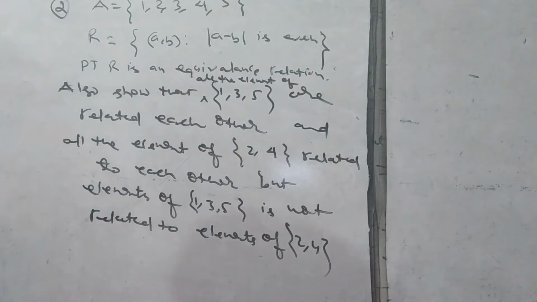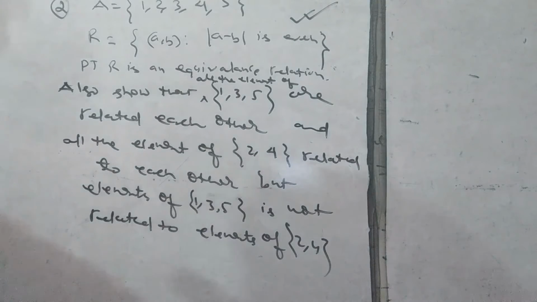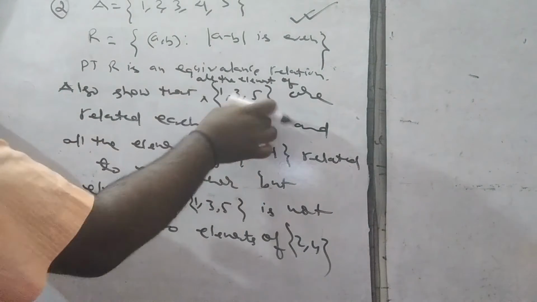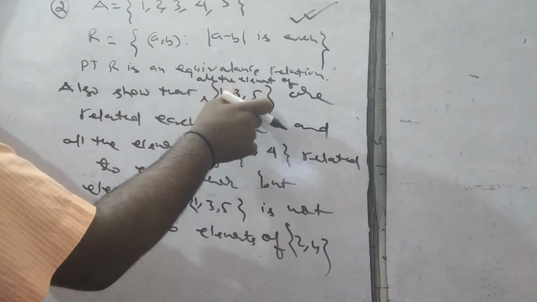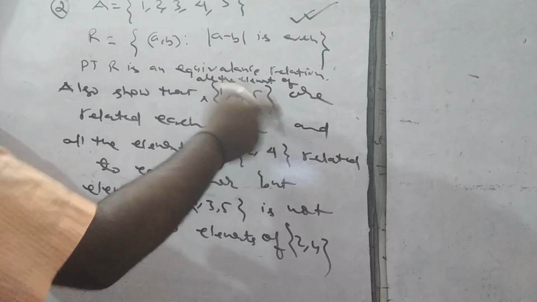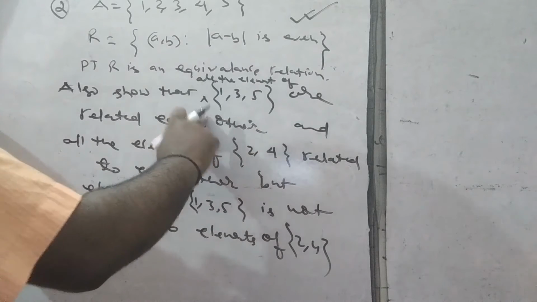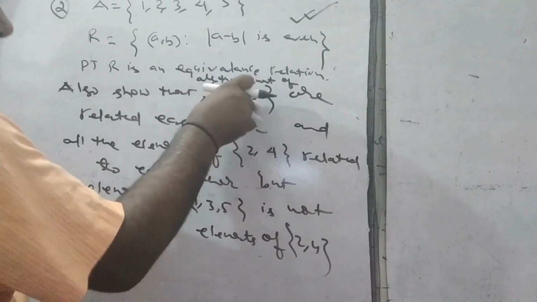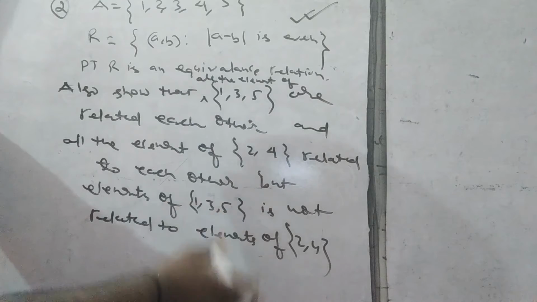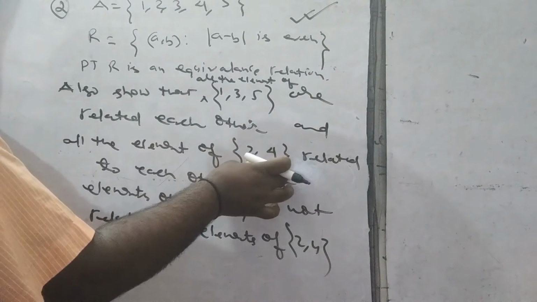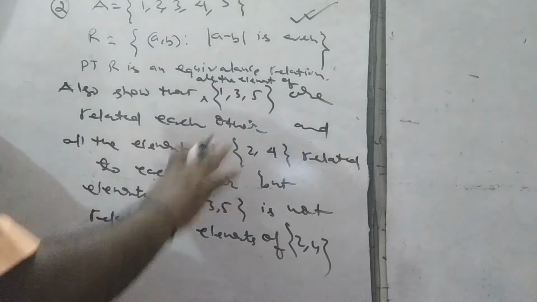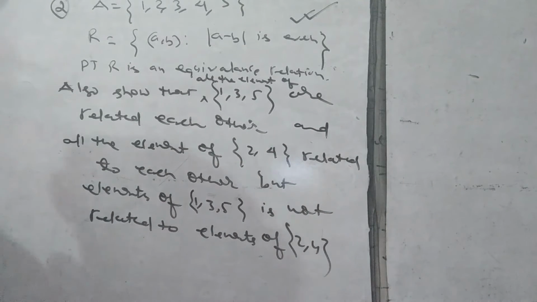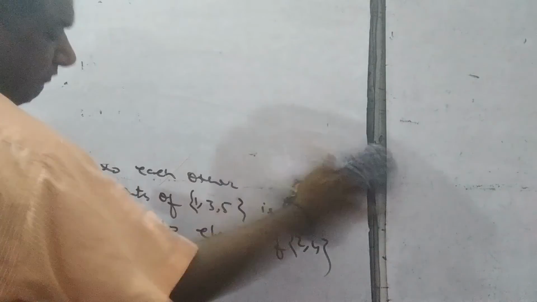So first of all, we have to prove that mod A minus B is even. This relation is an equivalence relation, and after that we can show that these three elements all together, like 1, 3, 3, 5, 1, 5, 5, 3, all the pairs formed by 1, 3 are related to each other. Likewise, in the set 2, 4, we have to prove that these are also related to each other. So we can start from the reflexive relation.